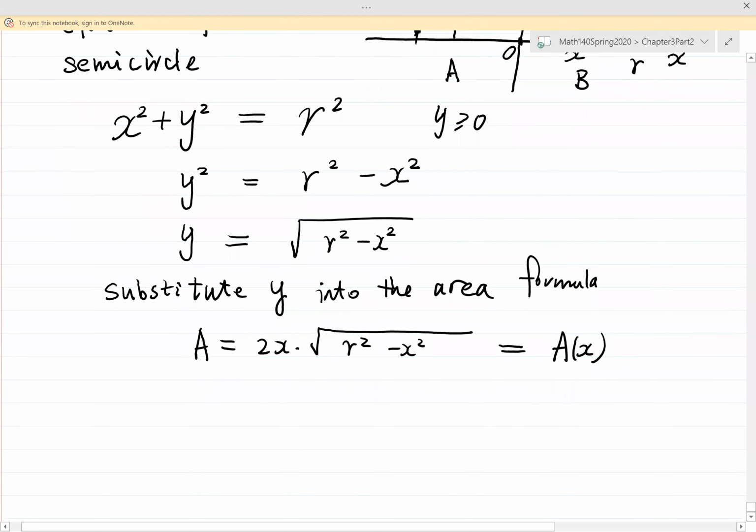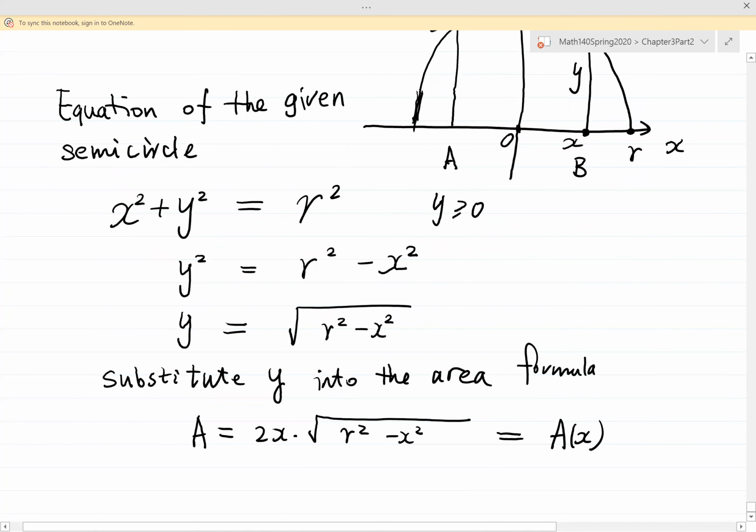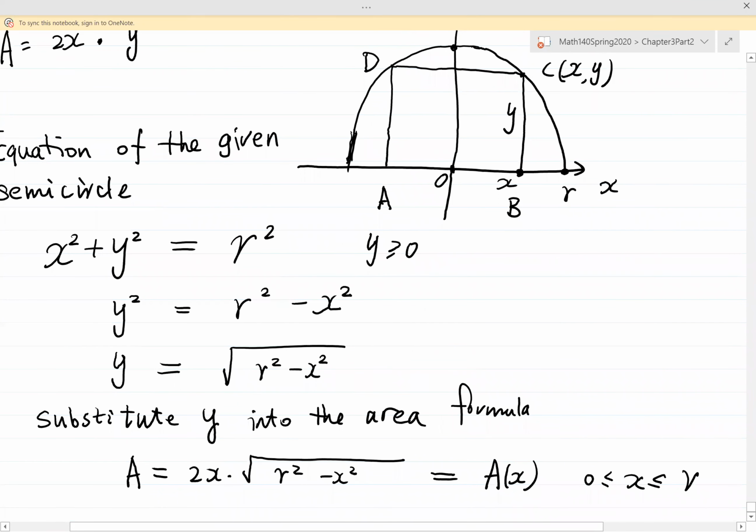Then we need to find the maximum of A(x). So what's the range of x? We assume x can be positive by symmetry. x is positive, and x is bounded by the radius r, because the rectangle is inscribed in the circle. So the x value OB should be less than the radius. So x should be less than or equal to r.